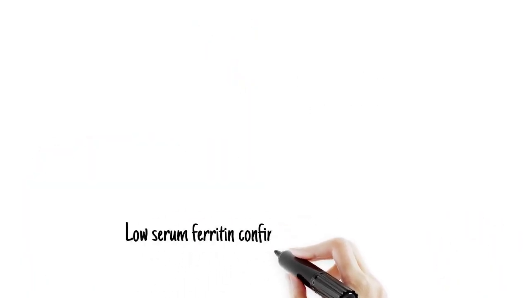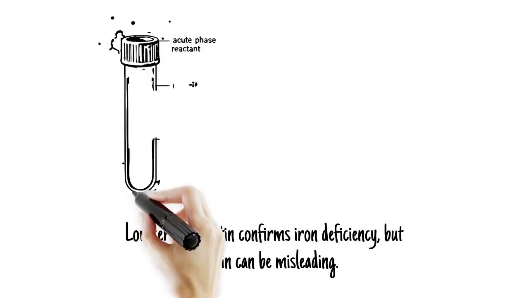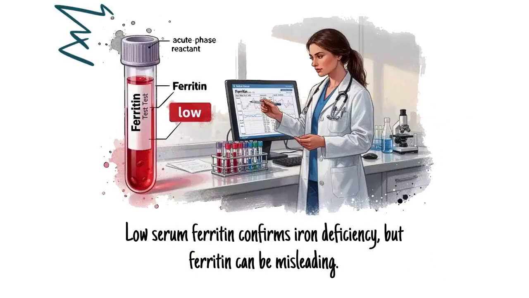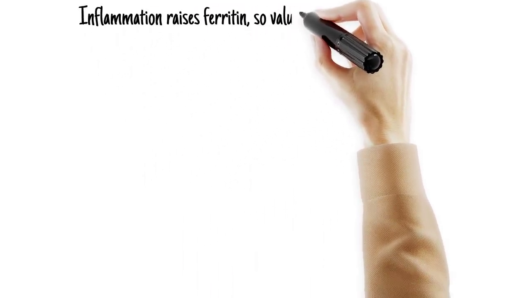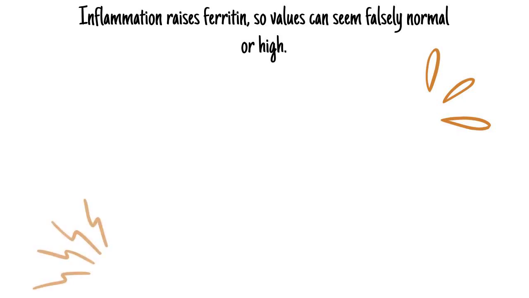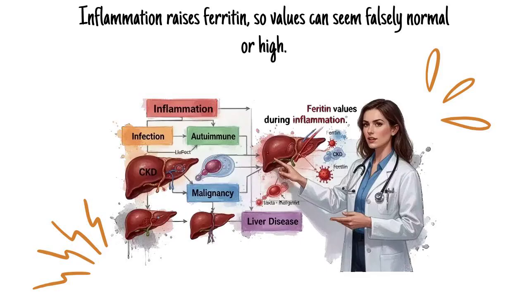Now, iron stores themselves. The most sensitive single marker for depleted iron stores is serum ferritin. When ferritin is low, iron deficiency is essentially confirmed. However, ferritin has a critically important limitation: it is an acute phase reactant. That means any inflammatory process, infection, autoimmune disease, chronic kidney disease, malignancy, liver disease, causes the liver to produce more ferritin as part of the inflammatory response. In a patient who is both iron deficient and inflamed, ferritin can appear falsely normal or even elevated.